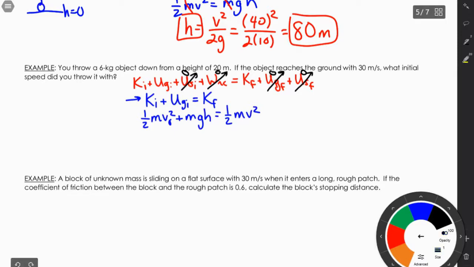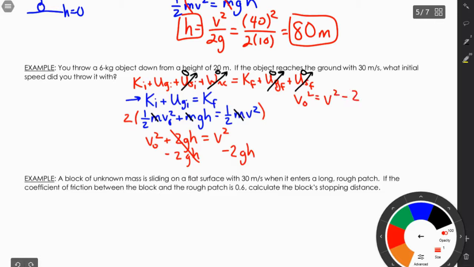One thing to note, it's the same object as it's traveling, so you can get rid of the mass. If I multiply all this by 2, I get rid of the fraction, so I get v0 squared plus 2gh equals v squared. Then I subtract 2gh, and it leaves me with v0 squared equals v squared minus 2gh. The last thing to do is to take the square root, so the square root of v squared minus 2gh. And now I can plug in numbers.